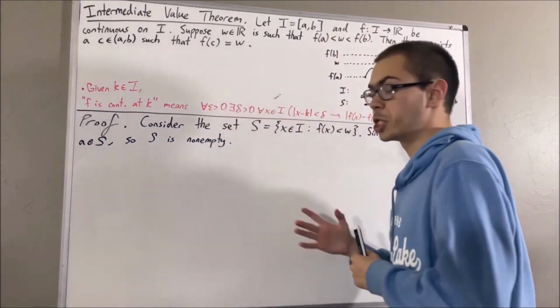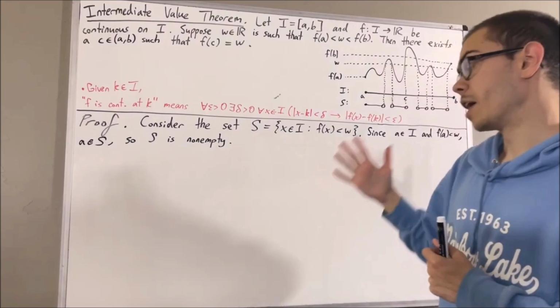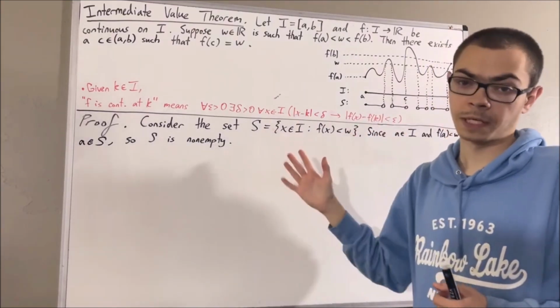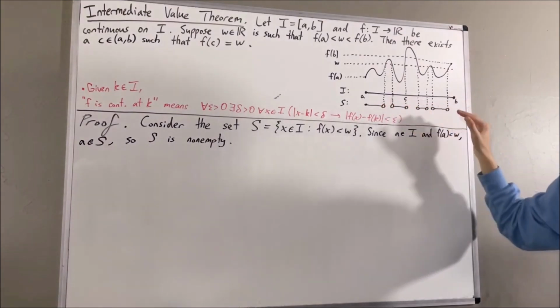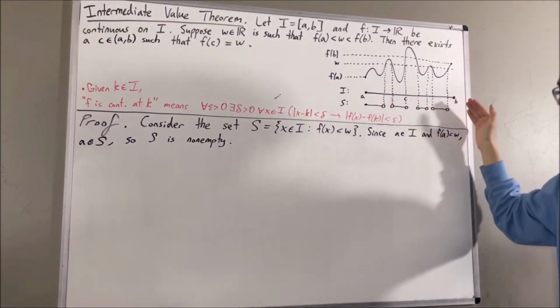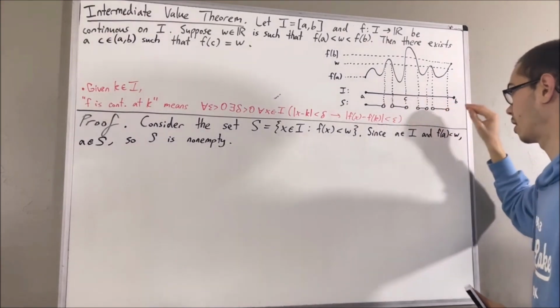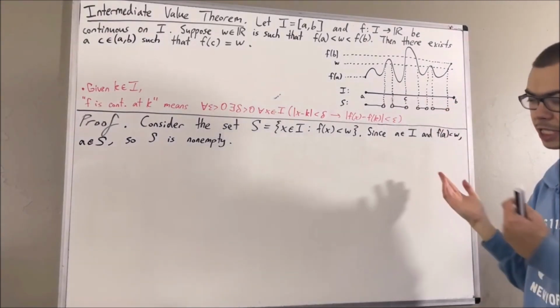And next, we can show S is bounded above. In other words, we can show S has an upper bound. In fact, B should be an upper bound of S. What does it mean for B to be an upper bound of S? It means that every element of S is less than or equal to B, right? And it's pretty easy to show that.